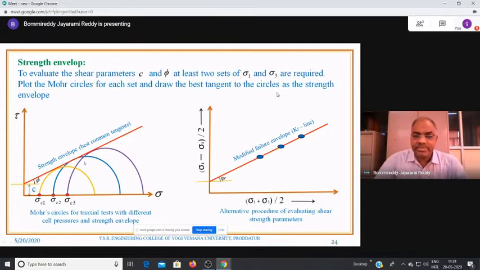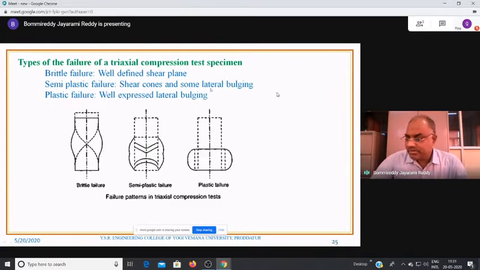Or otherwise, we can also use a modified failure envelope in this diagram. On the y-axis, (sigma 1 minus sigma 3) by 2, and on the x-axis, (sigma 1 plus sigma 3) by 2. If you draw the plot, you will get a modified failure envelope, and that is not of that much importance. And in case of the triaxial test, there are three different types of failure of the soil specimen.